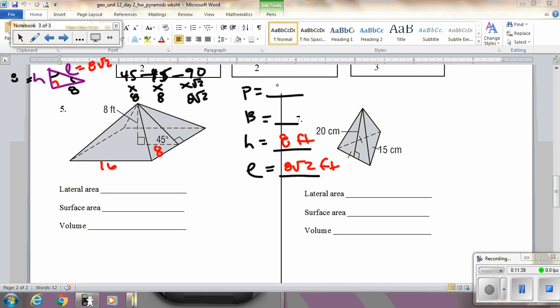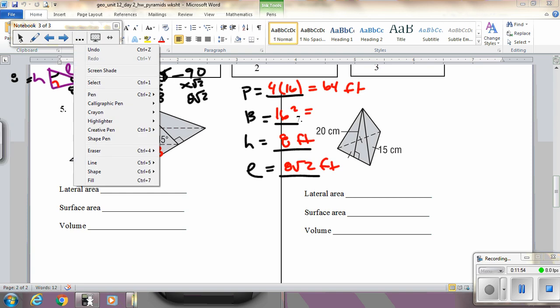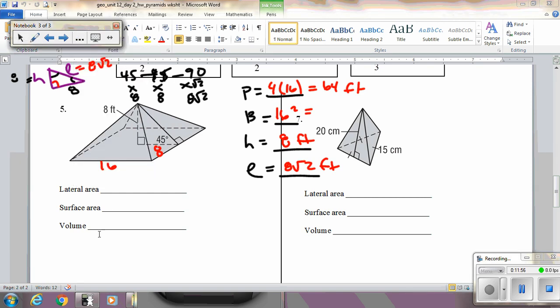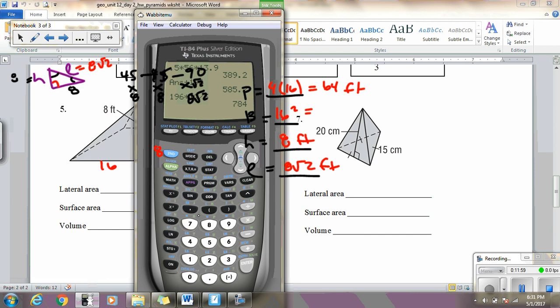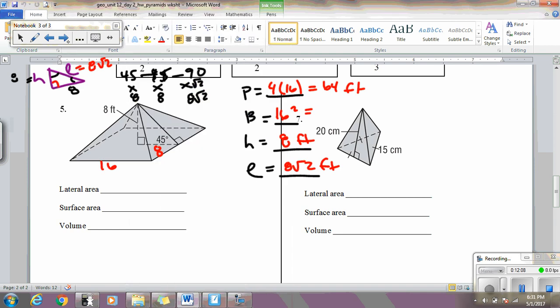So to find our perimeter, it's 4 times 16, which is 64 feet. And then to find our base area, it's 16 squared. I don't recall that off the top of my head. 256. So our base area is 256 feet squared.